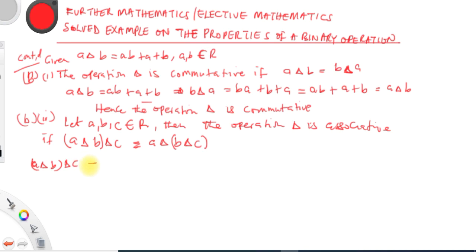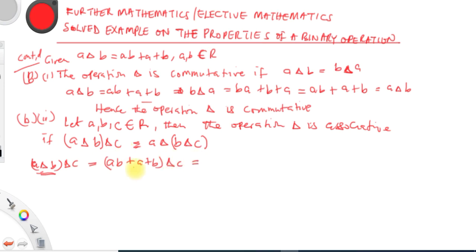Triangle C. So this is equal to what? A triangle B is equal to this. So we have AB. Sorry guys. So A triangle B is equal to AB plus A plus B. So this is the A triangle B. Okay. Then triangle C.